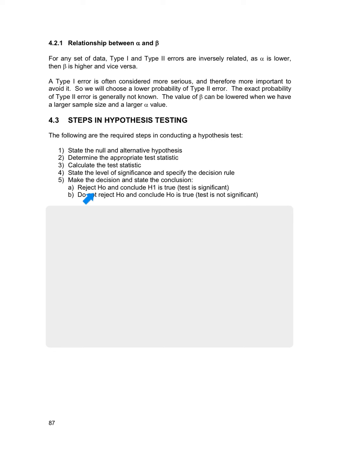Either to reject the H0, so we will conclude that H1 is true lah. Kita reject H0, yang kita accept adalah H1, meaning that the test is significant. Ataupun the other decision, we do not reject H0 ataupun fail to reject H0, then we conclude that H0 is true, meaning that the test is not significant.